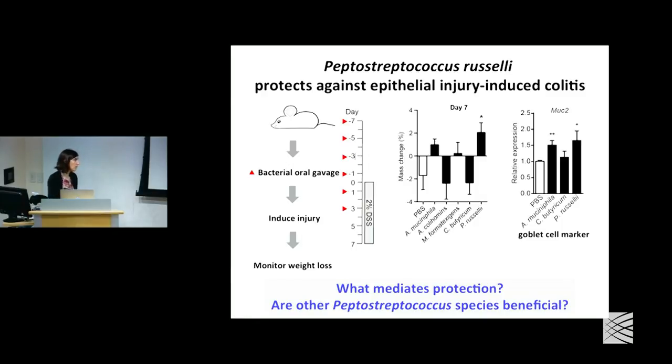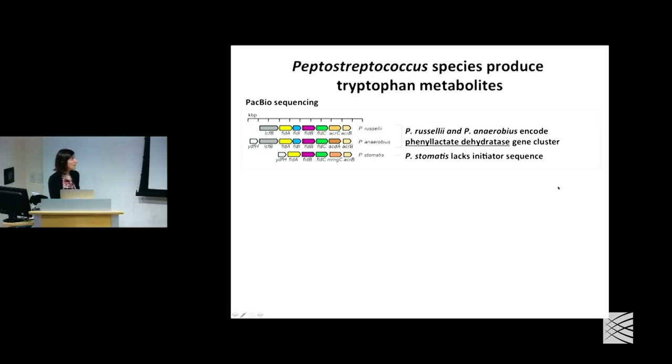And so we wanted to know what could be mediating this protection, and if other Peptostreptococcus species were also beneficial. Again, to make a long story short, we looked at genomes. We genome scanned many different Peptostreptococcus species genomes. We honed in on this particular cluster, the phenyllactate dehydratase gene cluster, that has genes involved in tryptophan metabolism. These had been previously shown in another species to be responsible for making indolepropionic acid, which is a beneficial molecule. So some of these species have the full cluster, and one of them, P. stomatis, did not have the full cluster, so we predicted it would not be able to make these molecules.